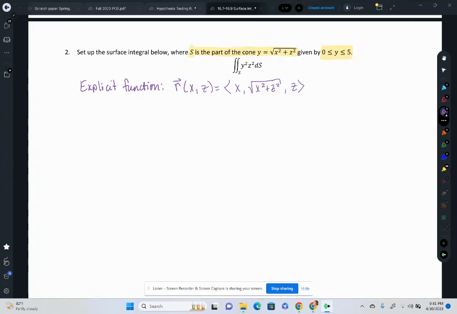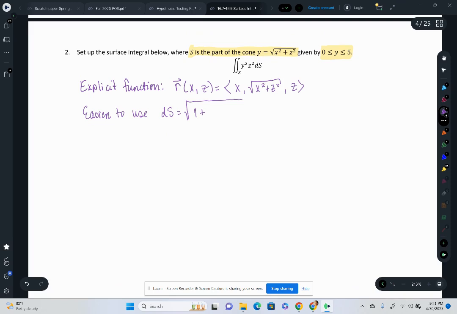But I don't want to take r sub x, r sub z, and then do a cross product, and then find the magnitude of that and take all of those steps. I would much rather use, so it's easier to use, dS is equal to the square root of 1 plus, and we're going to say this is del y del x all squared plus del y del z all squared dA. Okay, so that means we're just going to go ahead and find those first partials, square them, and add them.